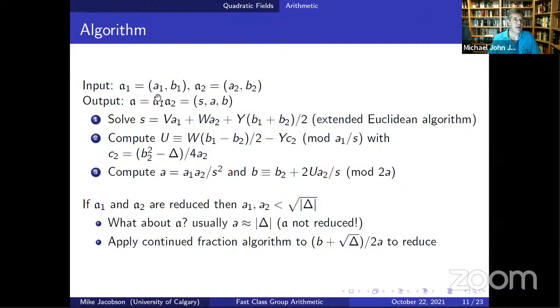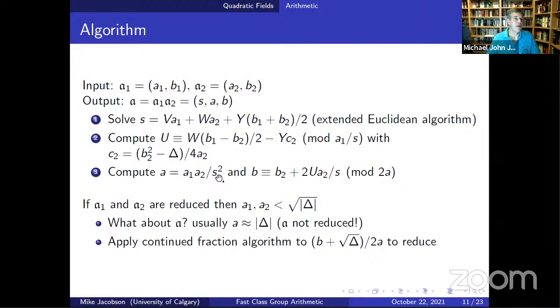Again, our assumption is that the input ideals A1 and A2 are reduced ideal representatives of class group elements, these equivalence classes, meaning that the coefficients in the Z bases that describe them are all bounded by the square root of delta. So in particular, the quantities A1 and A2 in each one are less than square root of delta. But look what happens when I multiply the ideals together. In the last step in particular, the A coefficient for the product ideal is formed by multiplying the A coefficients of the inputs, and then dividing out this greatest common divisor squared.